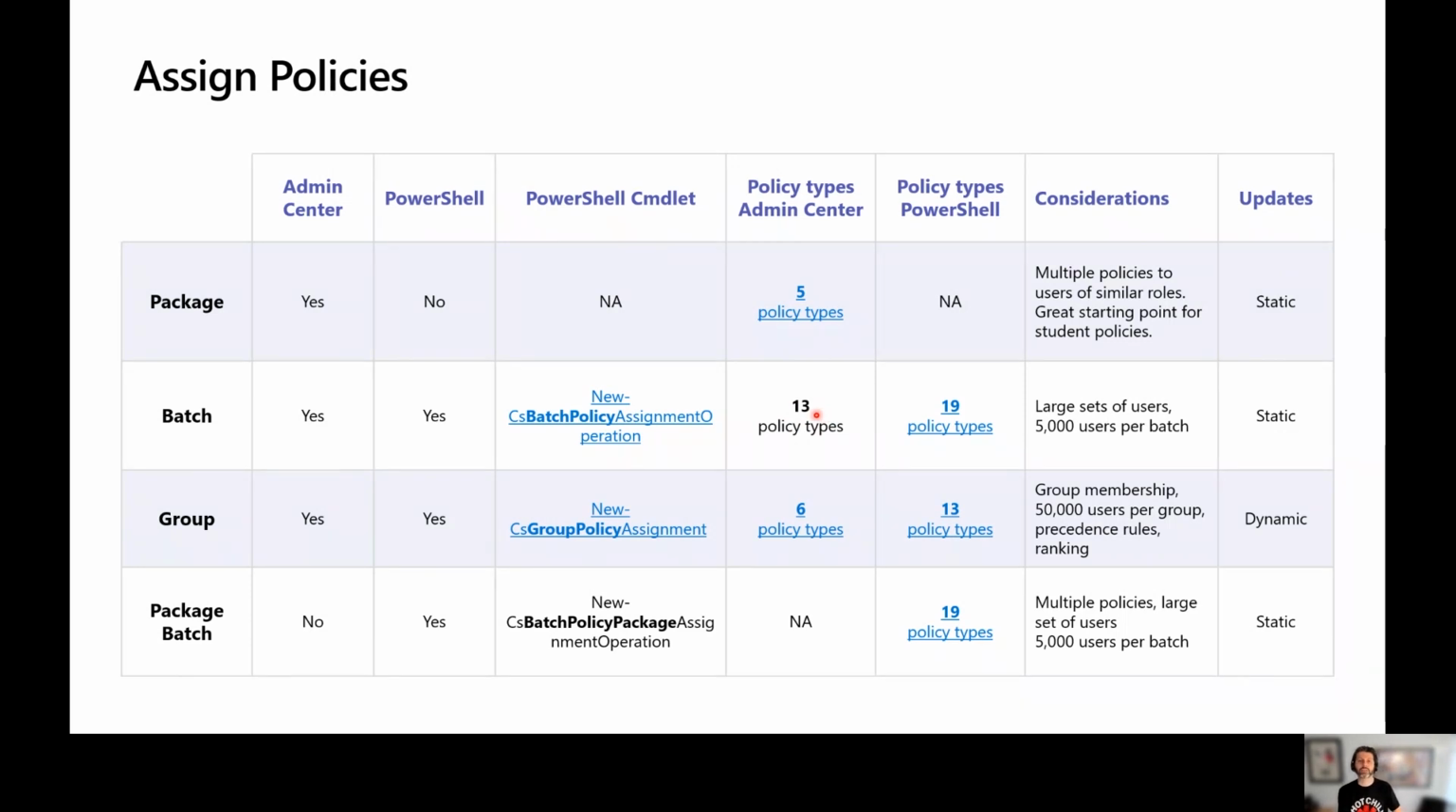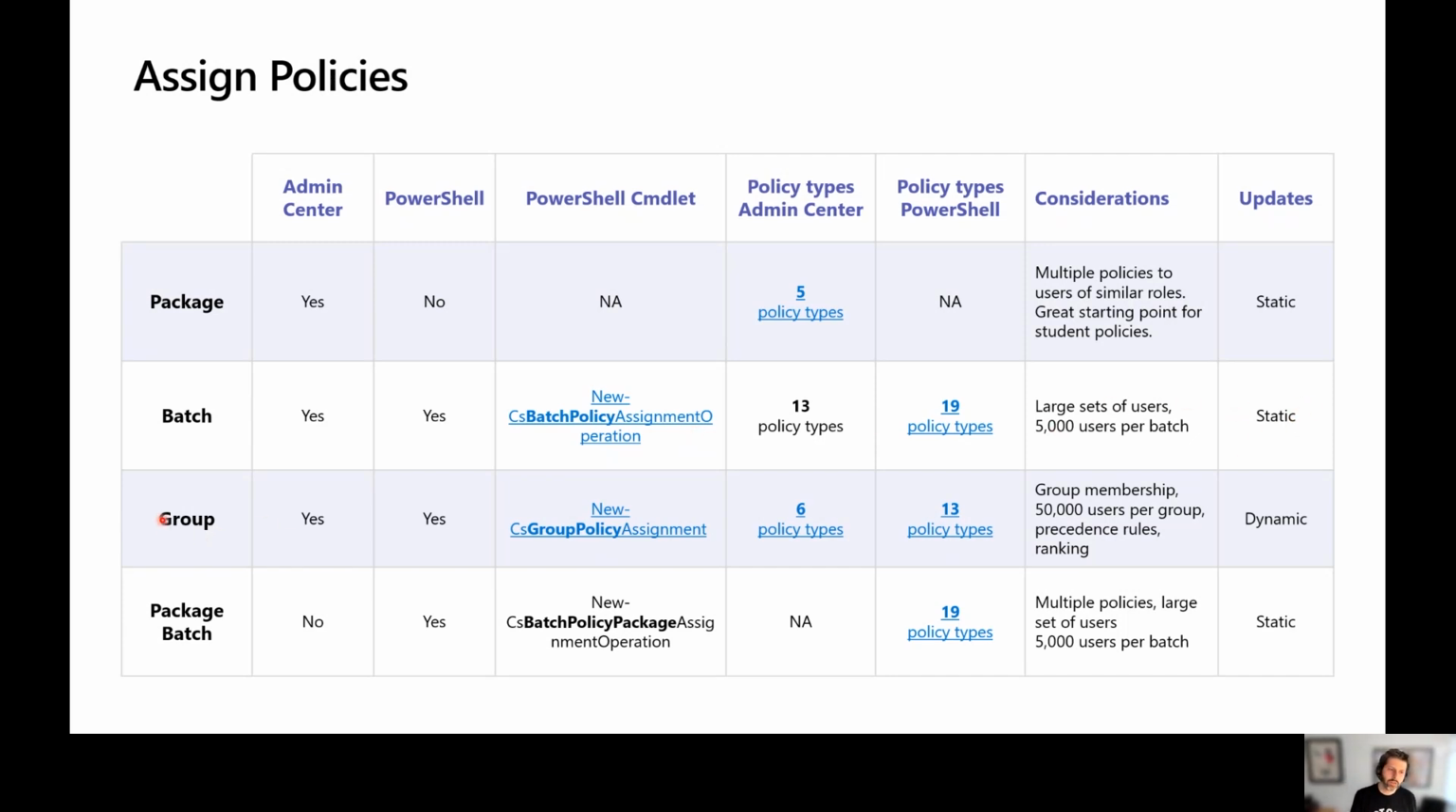You'll be able to see 13 of those. This is really for large sets of users, but keep in mind up to 5,000 users per batch. So typically, if you're using this one, you're going to divide your students or teachers. Let's say you have 20,000 teachers, you're going to have 4 batches of 5,000, and you're going to run this command for each one of the batches and for each one of the policies. That's important, right? This is per policy. And again, it's static.